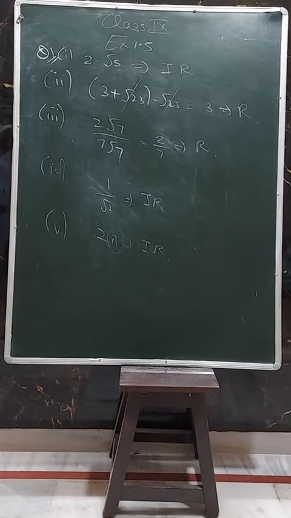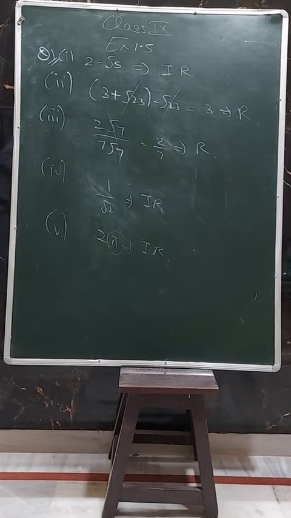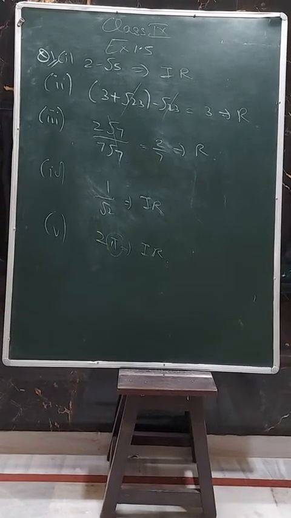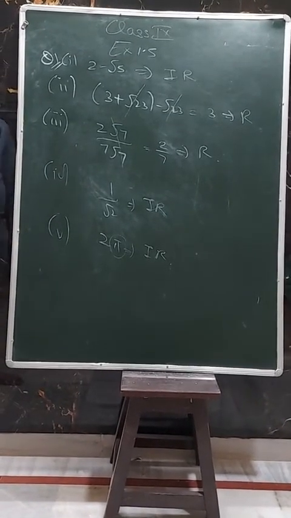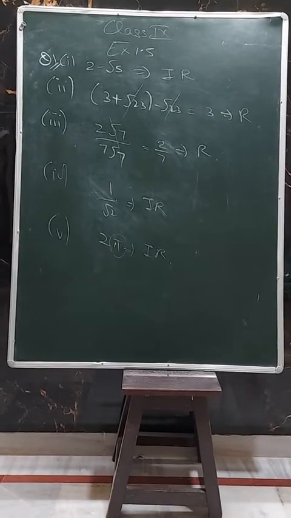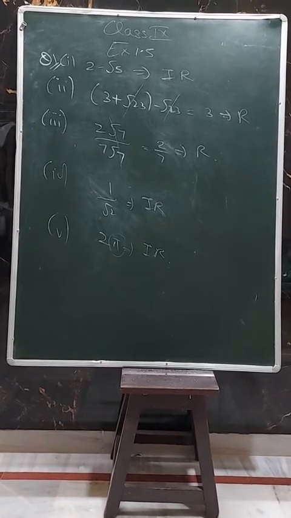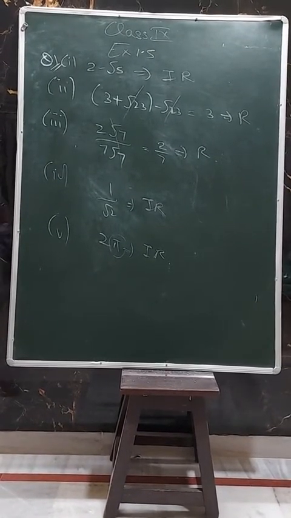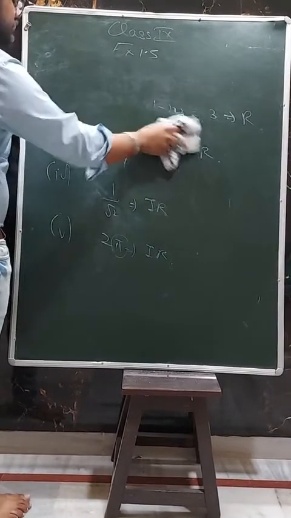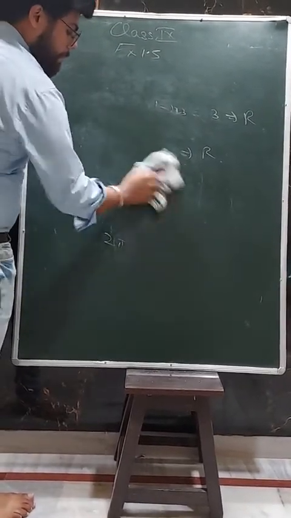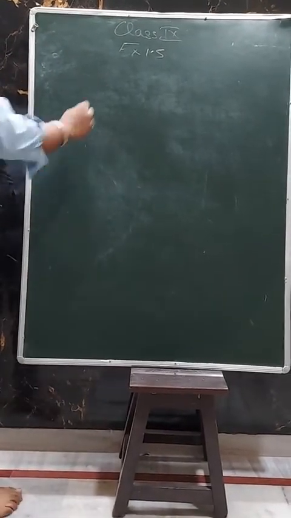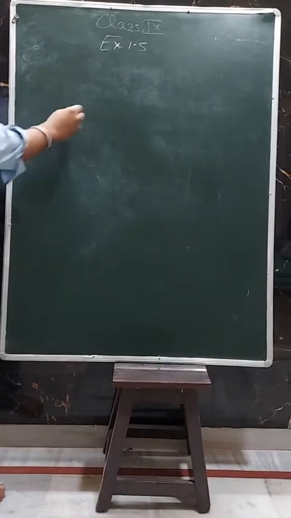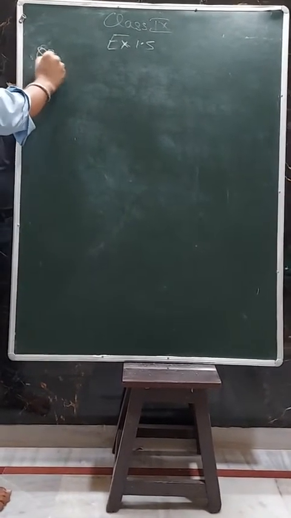Now we will do question number 2. We have to simplify. Some questions are there. Simplify each of the following expressions, and this is the last question of today's class also. There are 4 parts. I will discuss all the parts also. So see it carefully, very important question. Question number 2, 4 parts are there.